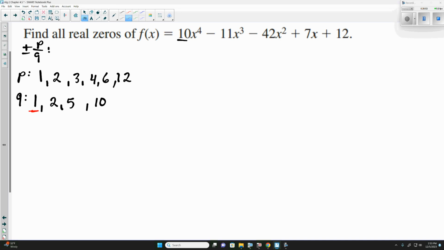Well, the first thing we're going to be doing is dividing it by 1. So we're dividing all the factors of P by 1. So 1 divided by 1 is 1. 2 divided by 1 is plus or minus 2. Plus or minus our 3 divided by 1 is 3. 4 divided by 1 would be 4, and we have our plus or minus. Then we'd have plus or minus 6 divided by 1 is 6, and plus or minus 12 divided by 1 is 12.